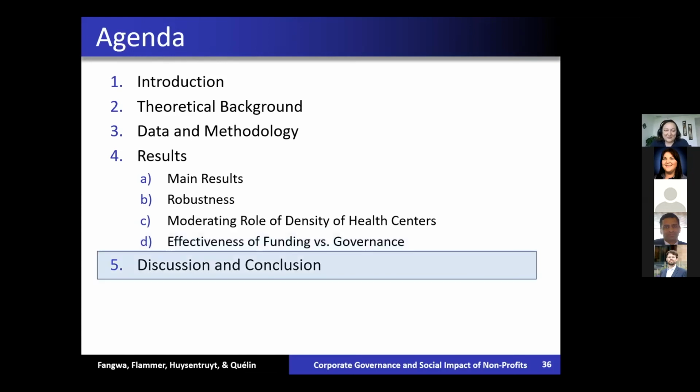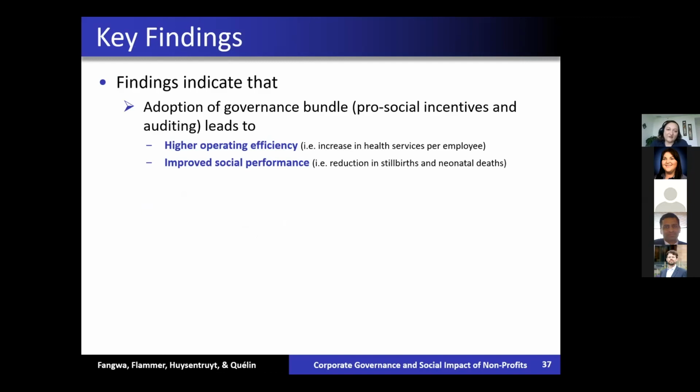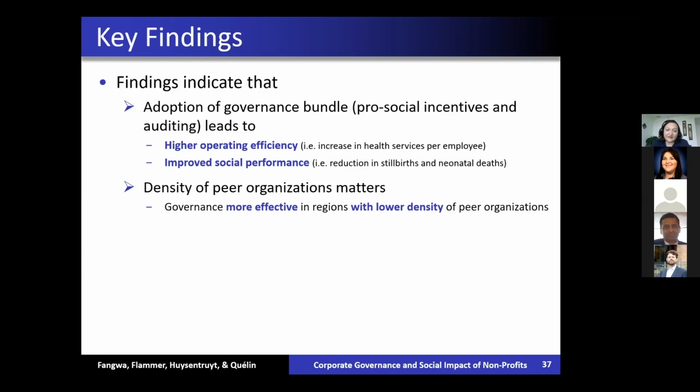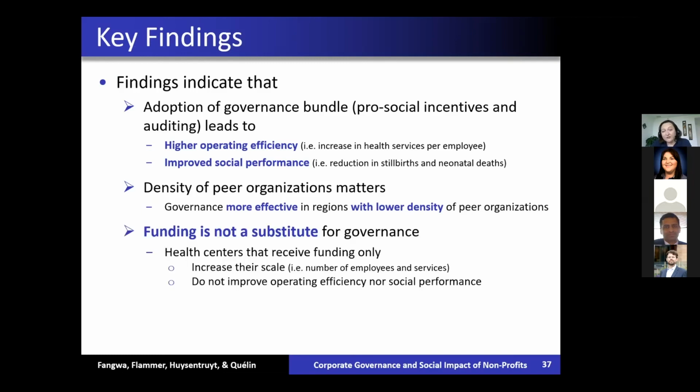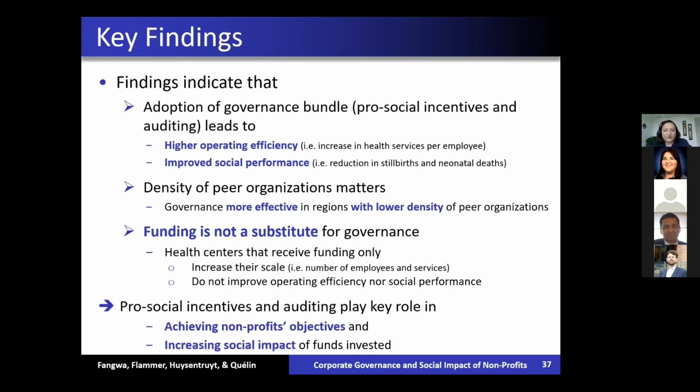Instead, let me just conclude, okay? So what do we find? We find that the adoption of this governance bundle consisting of pro-social incentives and auditing leads to improved operating efficiency as well as social performance. We also find that the density of peer organizations matters, that is, governance is more effective in regions with a lower density of peers, and we find that funding alone is unlikely to serve as a substitute for governance. So overall, this suggests that pro-social incentives and auditing play a key role in achieving the nonprofit's objectives and increasing the social impact of the funds invested.